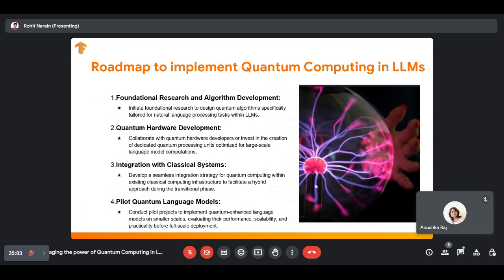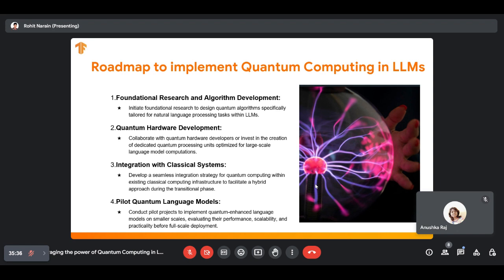So basically, first we need to encourage people toward research and development in these algorithm developments. We need to design some quantum algorithms, such as quantum transfer learning and other things. We can also maybe train some of our own models like QBERT or maybe QGPT in the future, that can specifically tailor the needs of natural language processing. Okay, so this is the one step.